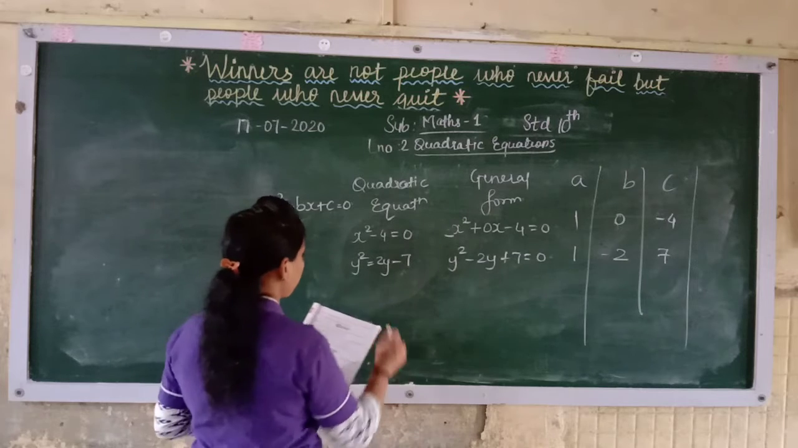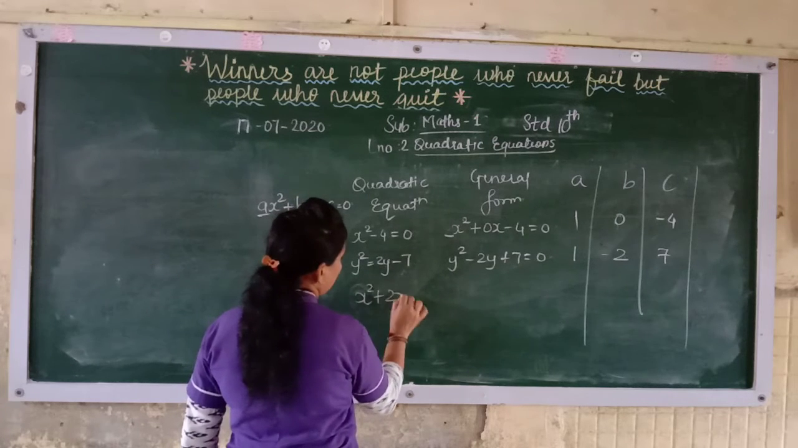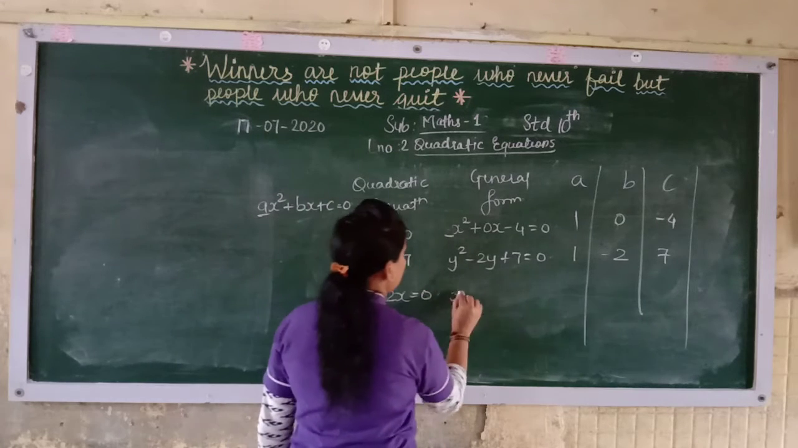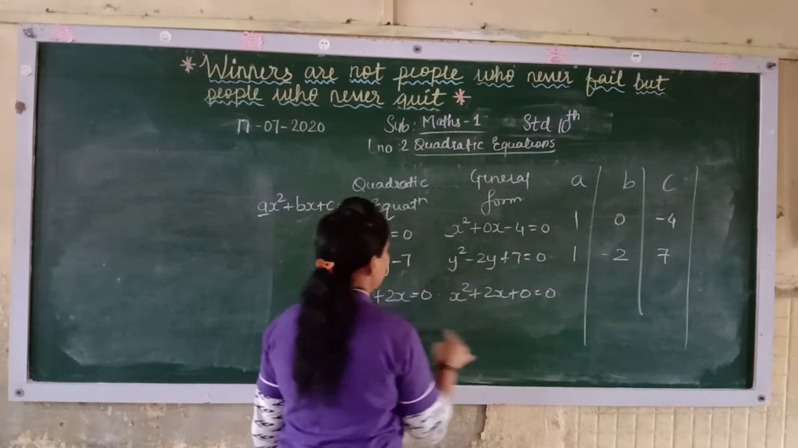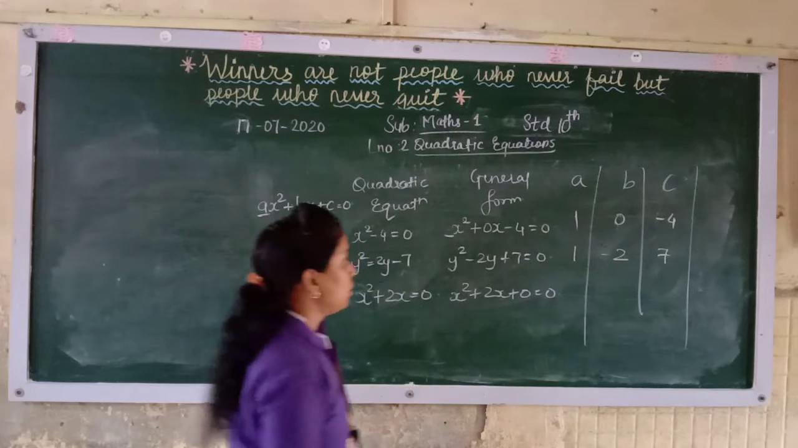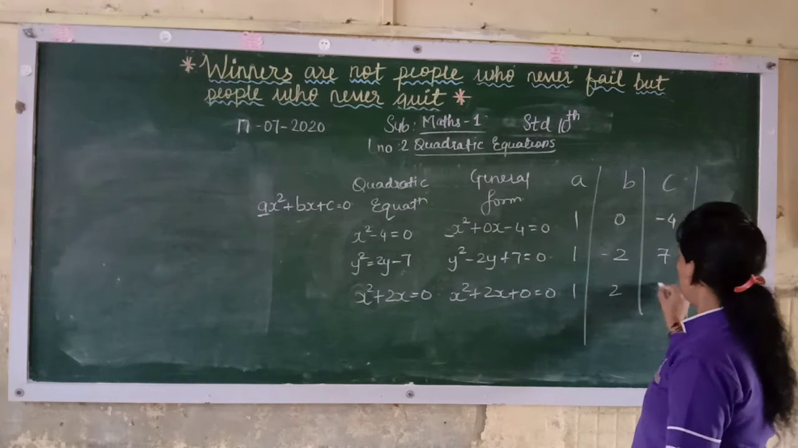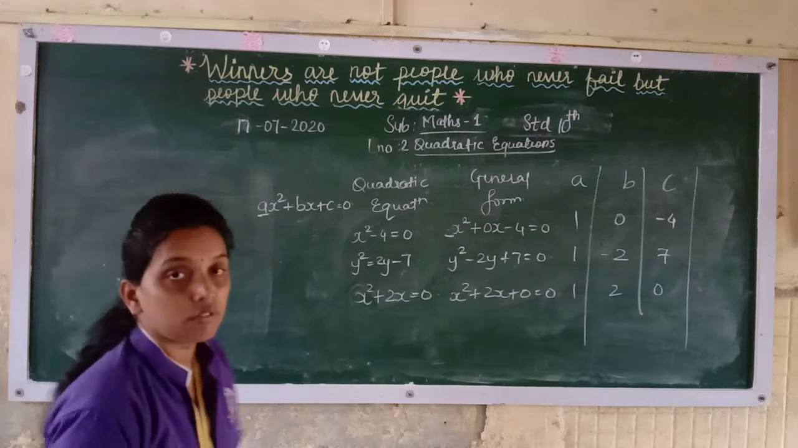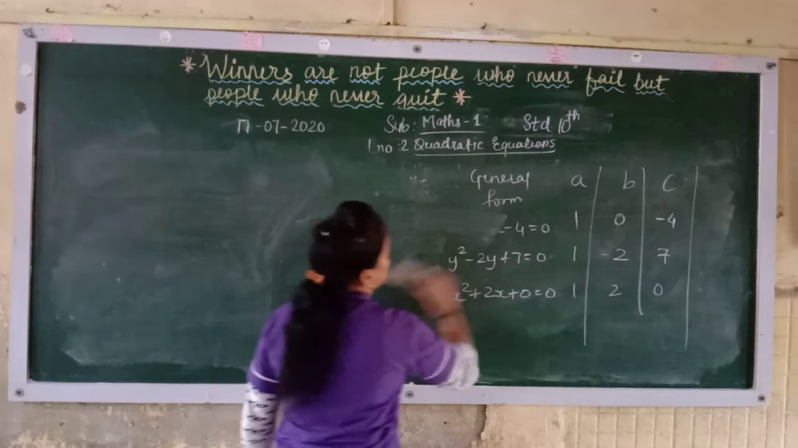Now see, x square plus 2x equal to 0. So this is x square plus 2x plus 0 is equal to 0. The constant term is not there. So here you can write this is 1, this is 2 and C is 0. This is how you can find the values of A, B and C. I hope you have understood this.